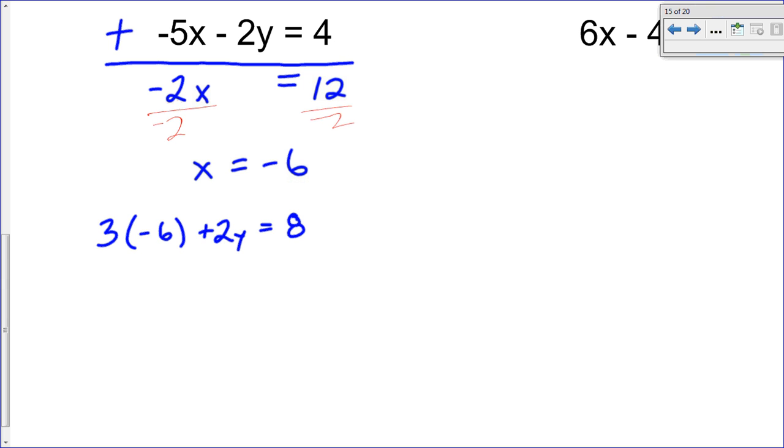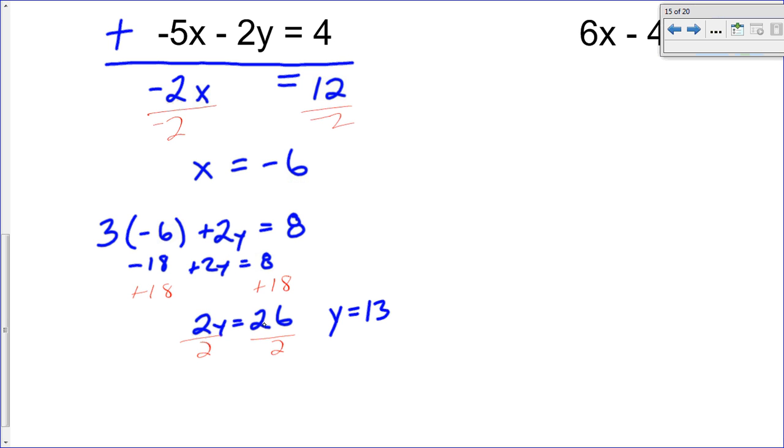Okay, and we simply solve. Well, 3 times negative 6, that's a negative 18. So I'm plus 2y equals 8. I'm going to go ahead and add the 18 to both sides to continue solving. So I will get 2y equals 26. Divide both sides by 2. So y will be a total of 13.